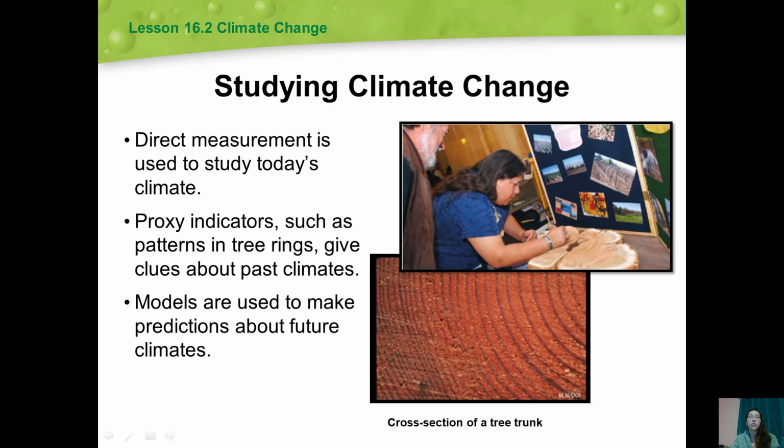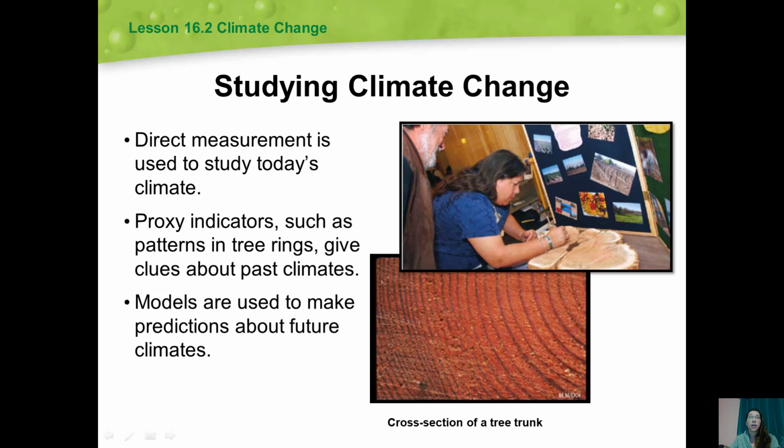First, we can do this by direct measurement of present conditions. To study Earth's climate today, scientists measure conditions directly. You know this if you've ever watched the TV weather report. Every day, weather reports give data about temperature, precipitation, wind patterns, and so forth. Over time, records of data such as air temperature and ocean temperature show that modern climate is changing.